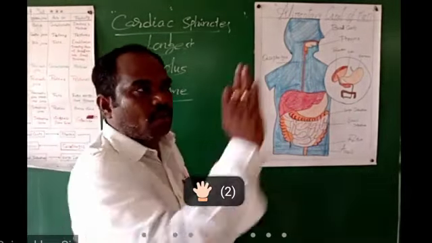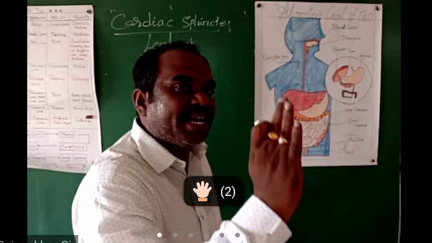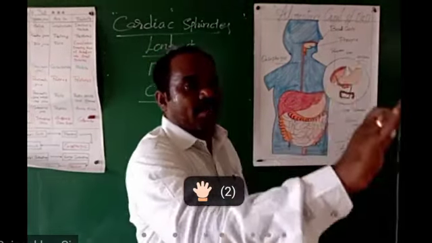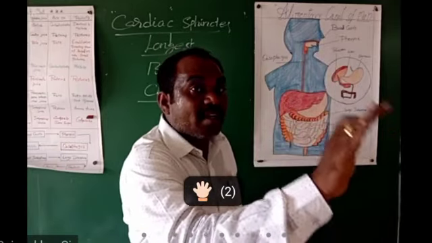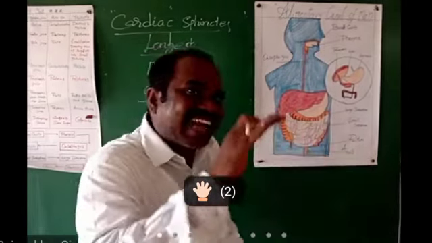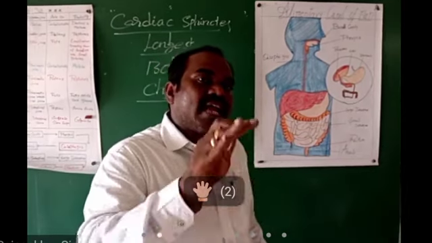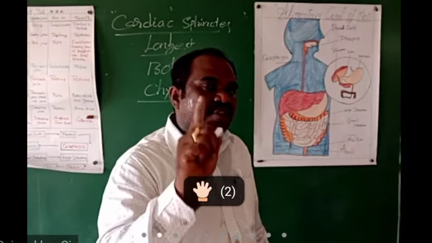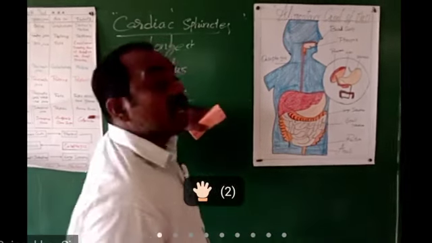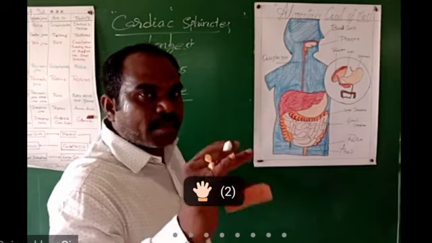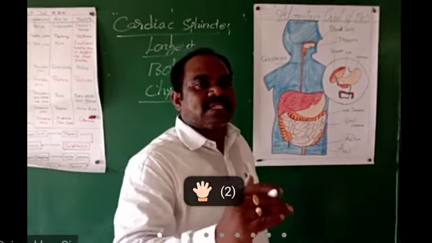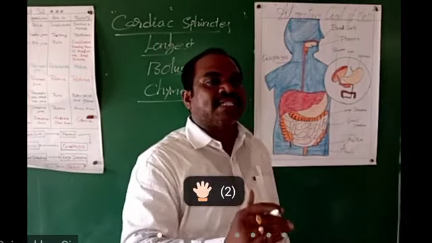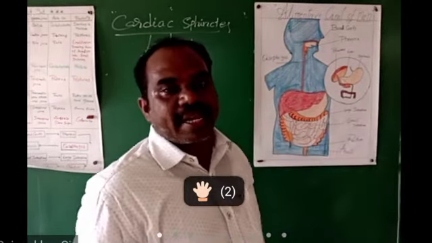Very important. What is bolus? Chewed food materials in the mouth cavity and esophagus is called bolus. What is chyme? Partially digested food materials in the stomach is called chyme. That means maximum digestion of food materials takes place in the stomach. Complete digestion of food materials takes place in the small intestine.